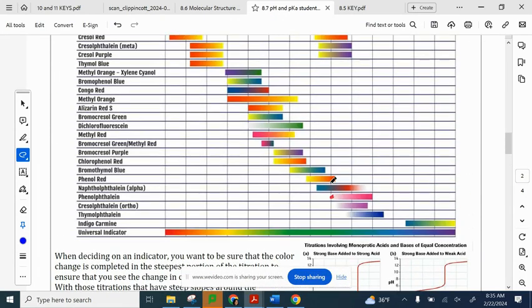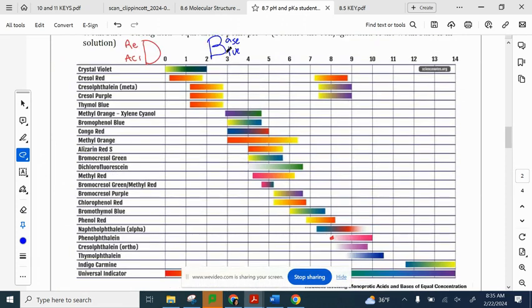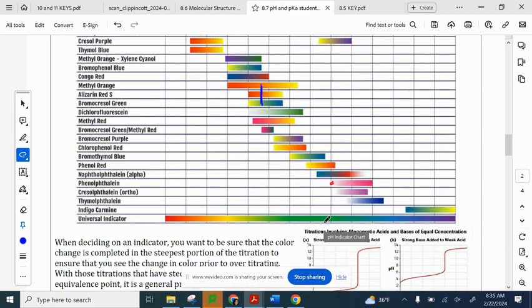If we were looking at an indicator for that, we would want to find something in that range. Something that would be around 4.75 for its midpoint would be a good choice, so something in this range here would be a good indicator. If you know your pKa and you have a range chart here, you just look for something kind of in the middle of that.